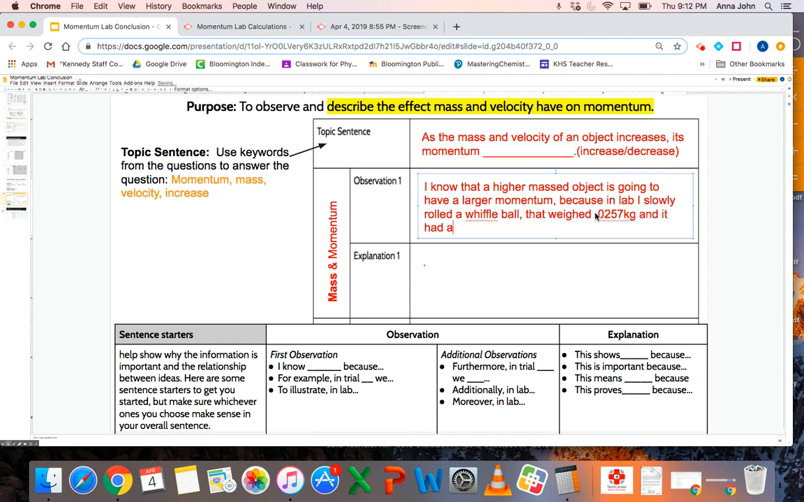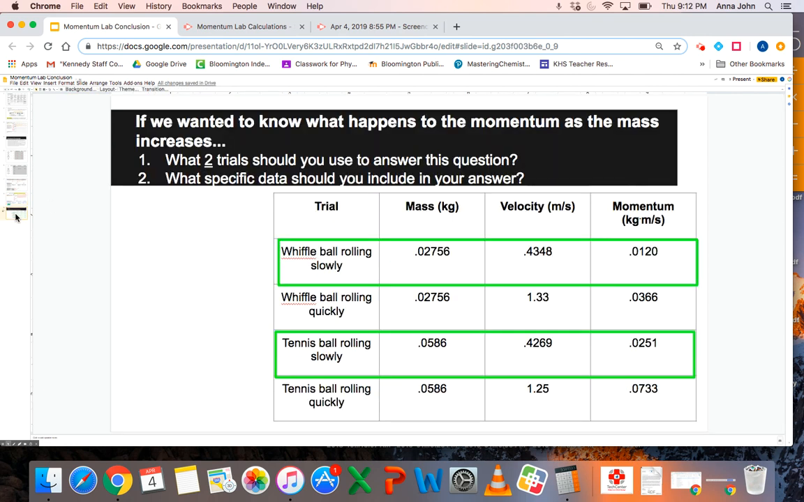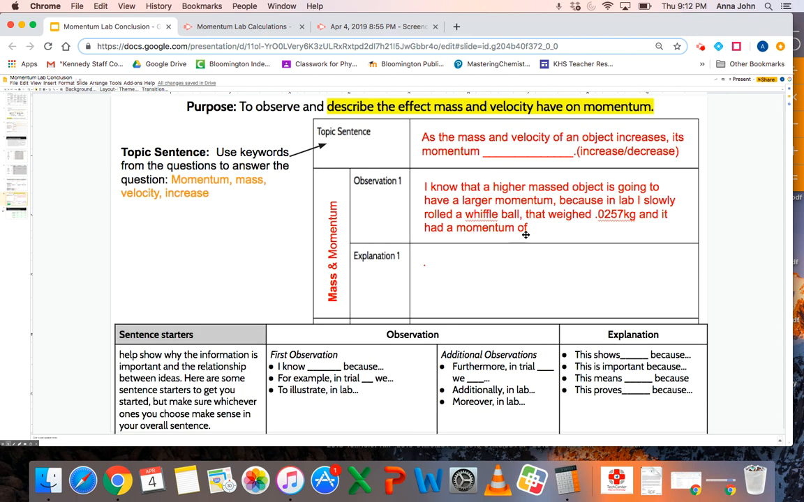And it had a momentum of, notice you guys, I'm using values, which seems weird in writing, but in science it's totally fine. 0.0120 kilograms times meters per second. Now, if I want to show that increasing the mass changes the momentum, I need to have a second thing to compare it to. So this is a long observation. So I know that a higher massed object is going to have a larger momentum because in lab, I slowly rolled a wiffle ball that weighed 0.0257 kilograms and it had a momentum of 0.0120 kilograms times meters per second.